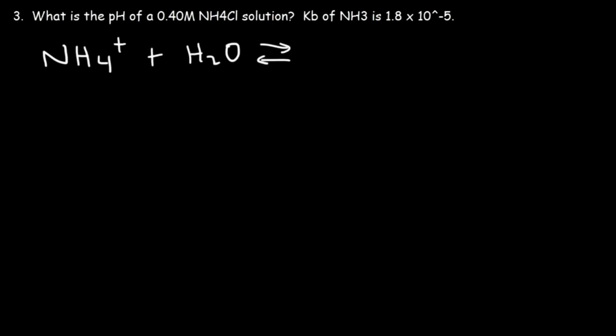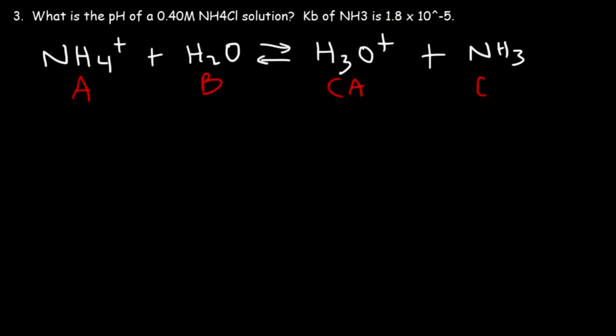So because it's a weak acid, it's going to donate a proton to water. And so we're going to get the H3O plus ion and also NH3. So NH4 plus is the acid, it's the proton donor. Water is the base, is the proton acceptor. H3O plus is the conjugate acid. NH3 is the conjugate base.